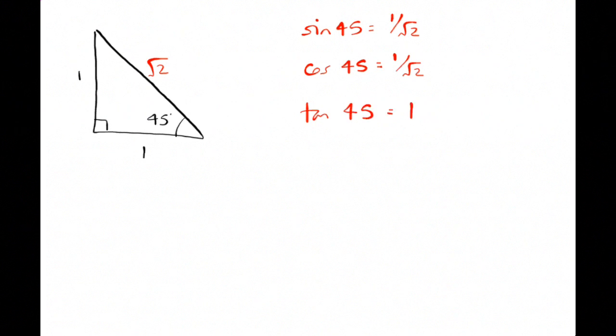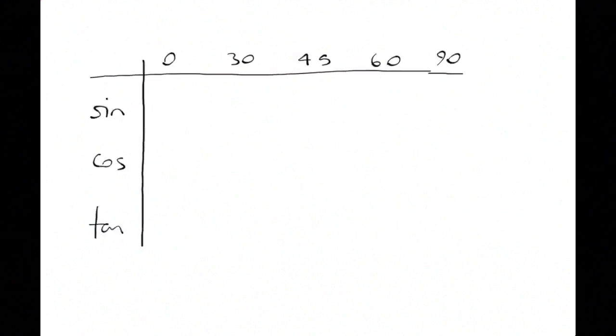Putting all that together in a nice kind of table we can appreciate and filling in some extra values, we're going to see that sine of 0 is going to be 0. We'll look at that from the graph point of view somewhere else. Sine of 30 is a half, sine of 45 is 1 over root 2, sine of 60 is root 3 over 2, and sine of 90 is 1.